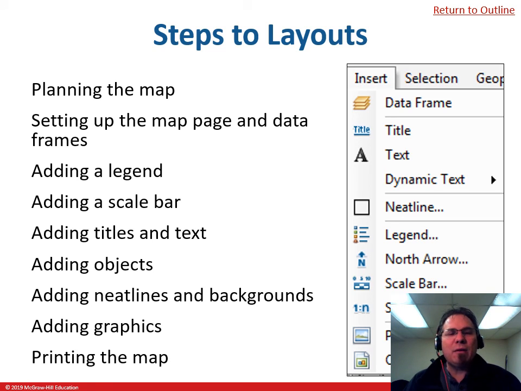Then after that, a lot of these are what I call one-click operations. Starting with adding a legend and going all the way down here, most of these are in the insert part of the program. If you go to the top of the program, it'll be insert data frame. Well, we've already seen that. That's where we can add another container. Insert a title, some text, insert a neat line, which I will get to in a bit. A legend, north arrow, scale bar, a picture way down here. These are super easy. They are exactly what they say they are. The only tricky one is the legend. That takes a little bit of practice.